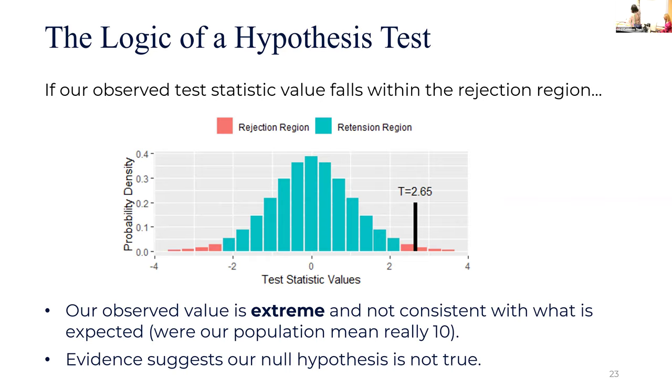So we see an observed value. Our test statistic of 2.65 falls in that region. Well, we then say, okay, it was quite an extreme result. Do we think it's more likely that I just got an extreme result, or maybe there's a problem with the assumption I made? What assumption did I make? I assumed that the true population mean is equal to 10. So we say if we get an extreme value, it's probably because we made a bad assumption at the start, and so we reject that assumption.